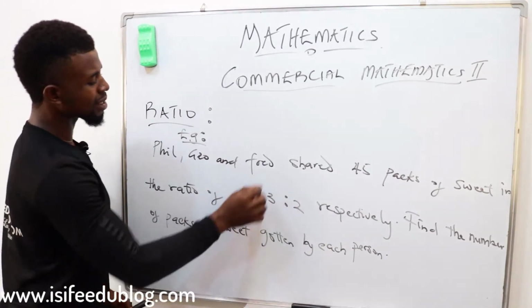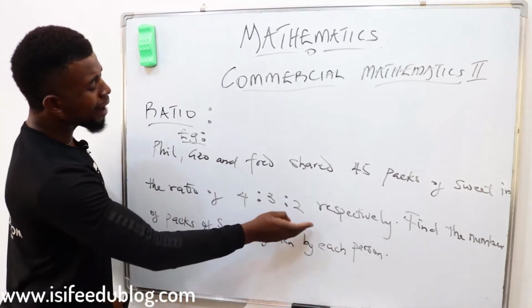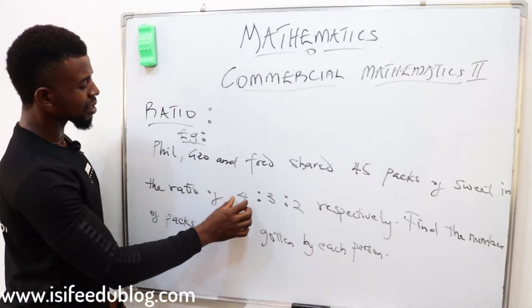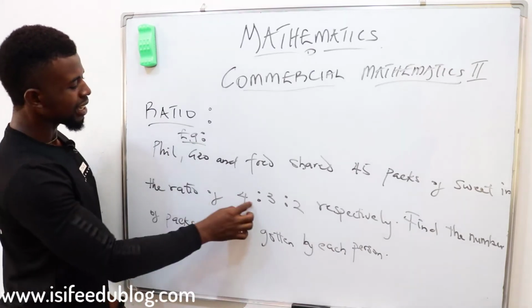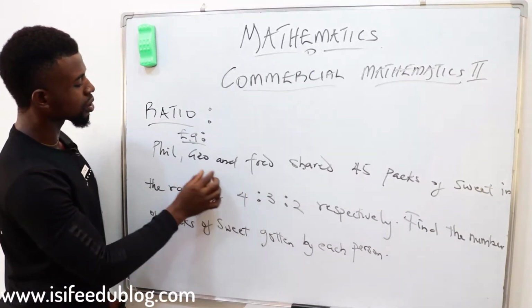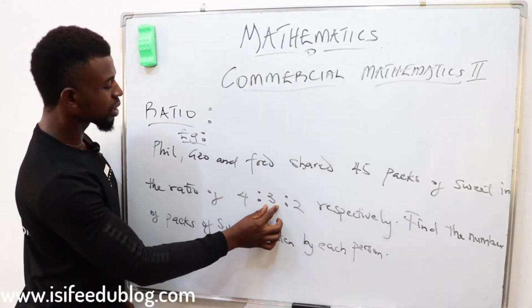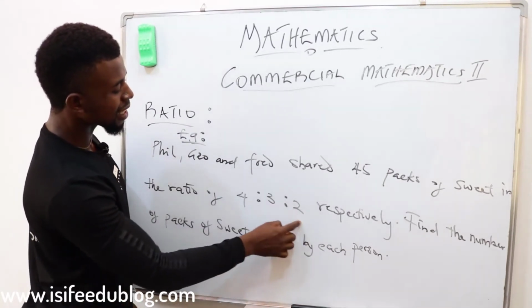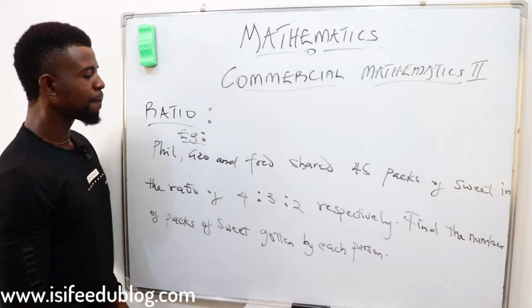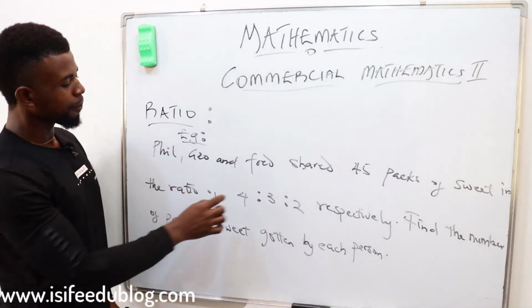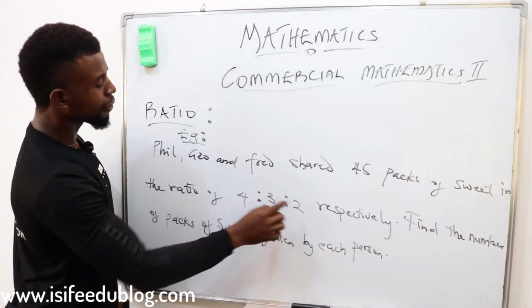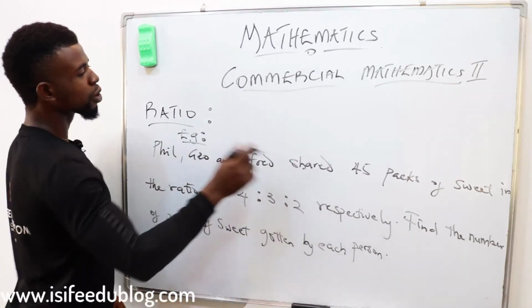Now this means that for every set of pickings, each time that Phil is entitled to 4 packs of sweets, Joe is entitled to 3 packs of sweets, and Fred is entitled to 2 packs of sweets. So for each time they pick, Phil picks 4, Joe picks 3, and Fred picks 2. Okay? So we have that.